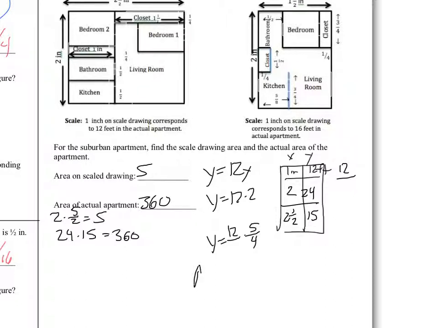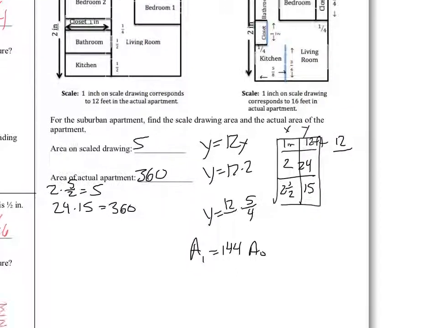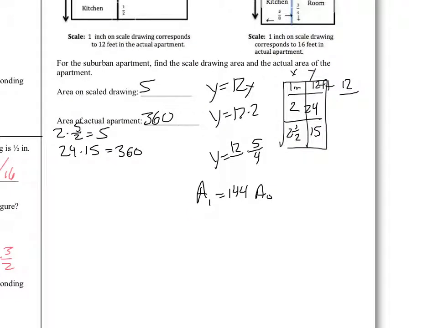So we could write the area formula: A1 is equal to 144 times the area of the original. And since I found the area of the original was 5, I could multiply 144 times 5, and I'm going to get the same result. It's 360. So we can see that there's really two ways to go about doing this.